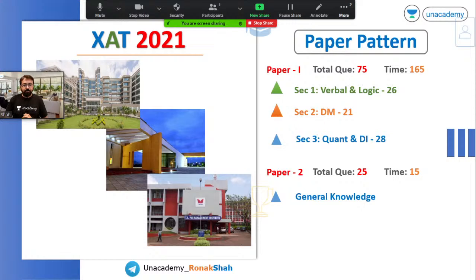Right. So guys, just to quickly tell you, XAT 2021 has 75 questions for paper one, and the time is 165 minutes, while paper 2 is based on GK, which has 25 questions and the time is 15 minutes. So it is a total 180 minutes paper. It was conducted from 9:30 to 12:30 p.m. If you have just appeared for XAT, guys, quickly type in your experience about XAT so that we can also start discussing that.